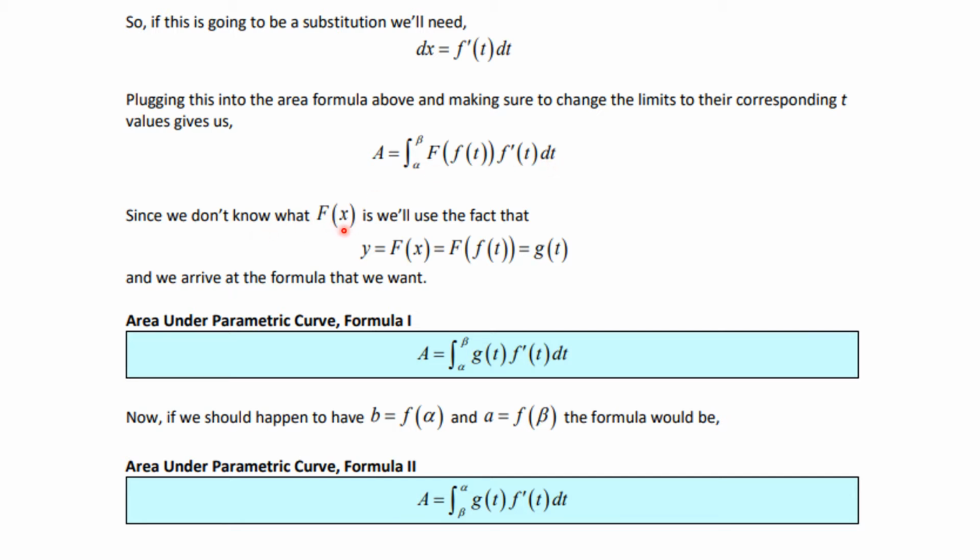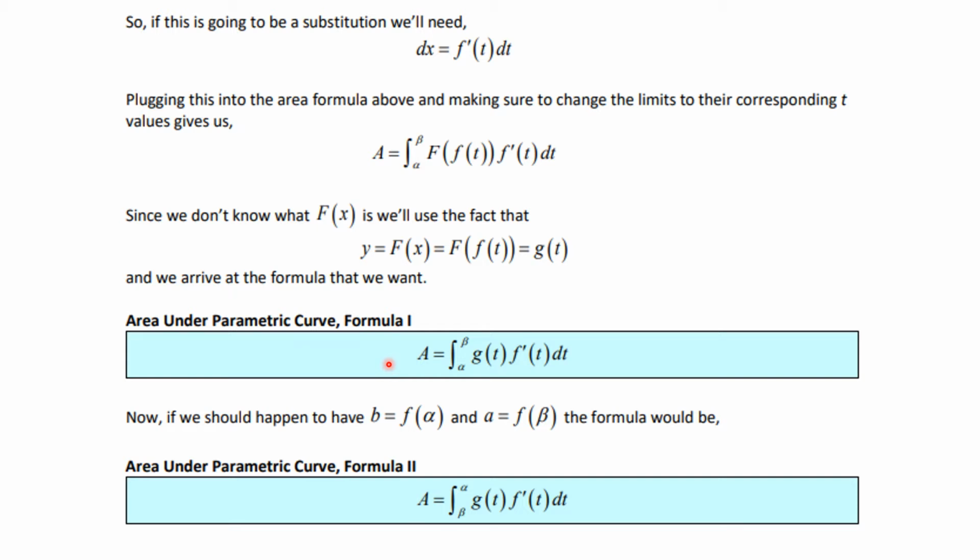Now, since we don't know what capital F of x is, here's what we know, that y is equal to capital F of x, but that is equal to capital F of f of t, and you see that was y, so y in our problem is equal to g of t by the initial assumption. So we arrive at a formula then.